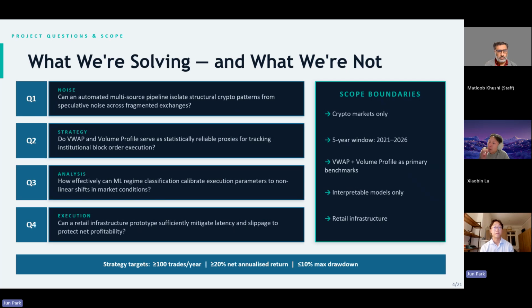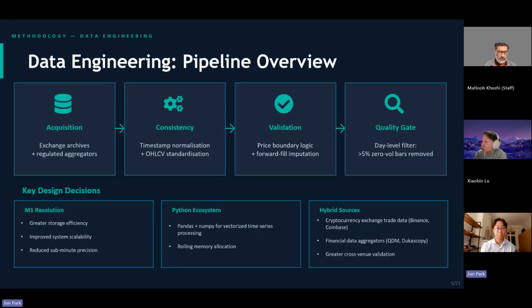the project scope deliberately imposes strict boundaries to adhere to the retail focus of the project. The scope is limited to cryptocurrency markets, a 5-year window from 2021 to 2026, which aligns with both the advancement of the cryptocurrency market as well as the entry of institutional traders. And it deliberately excludes opaque deep learning approaches where the output can't be justified in terms of underlying market logic. The supervisor, Matt Lube, also defined three quantitative targets for the strategy itself: at least 100 trades per year, at least 20% net annualized return, and a maximum equity drawdown of 10%.